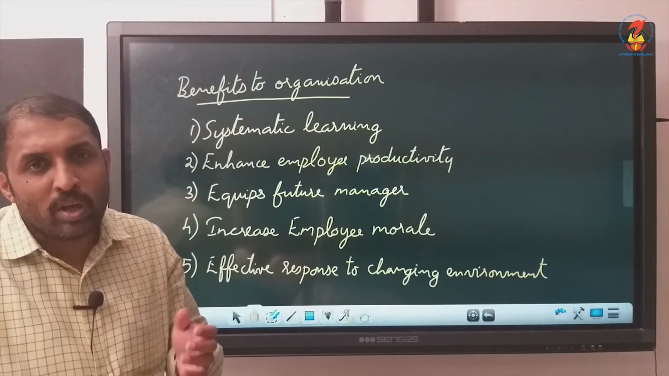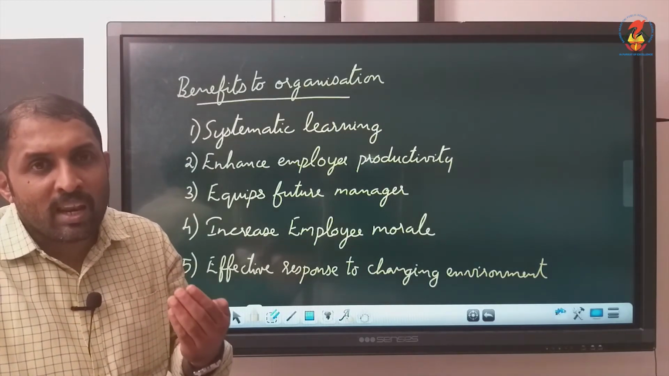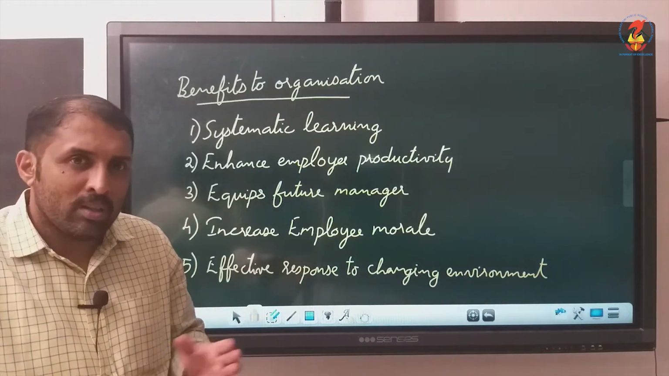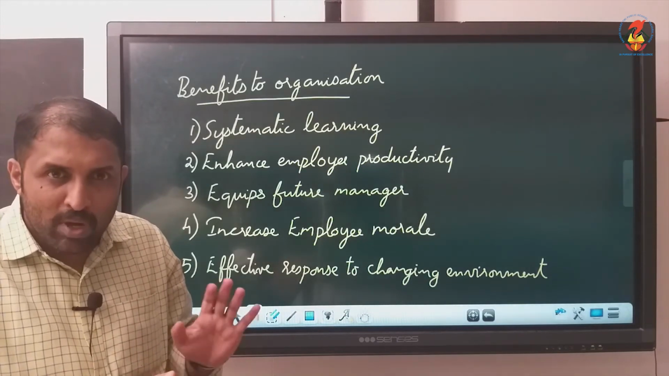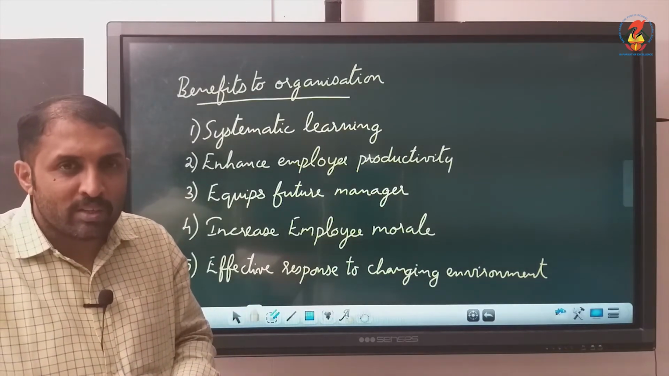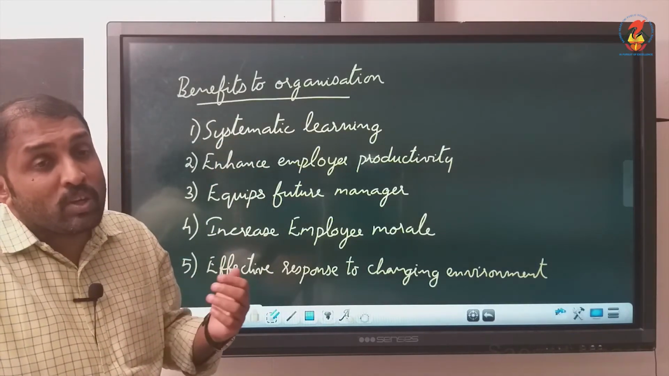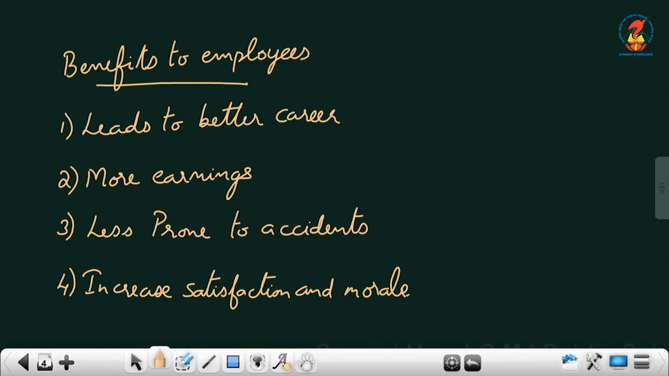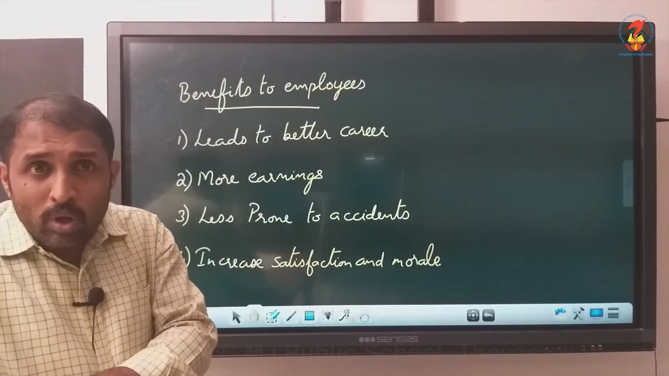Through training given to the employees, the organization benefits in such a way that it can withstand the changes happening in the environment. Both technological as well as economic changes can be handled better through training. So these are the benefits training is giving to the organization. Now at the same time, it is benefiting employees. What are the benefits employees get through training?